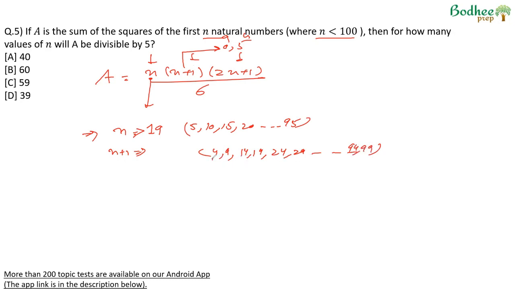So in amongst every 10 numbers, there will be 2 such numbers. So there will be 20 such possibilities: 04, 09, 14, 19, 24, 29. So from 0 to 9, 10 cases, two numbers in each case, so 20 cases here.